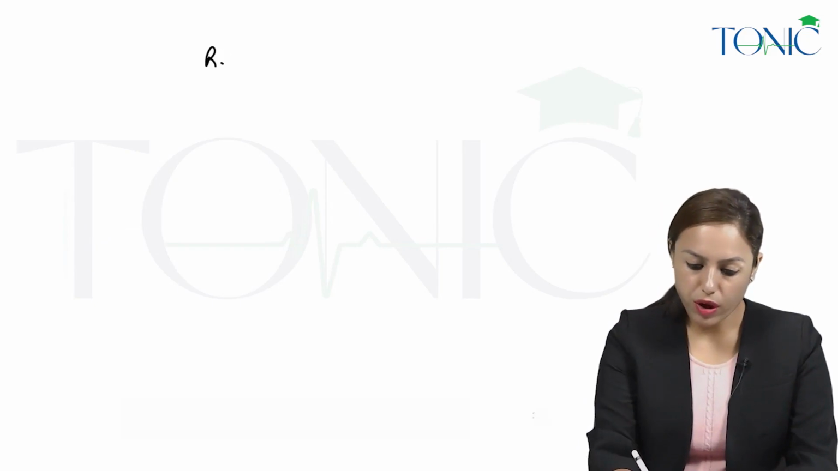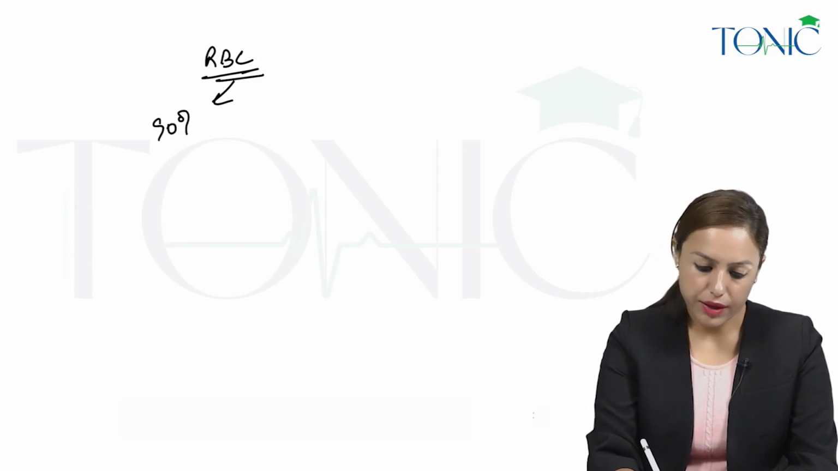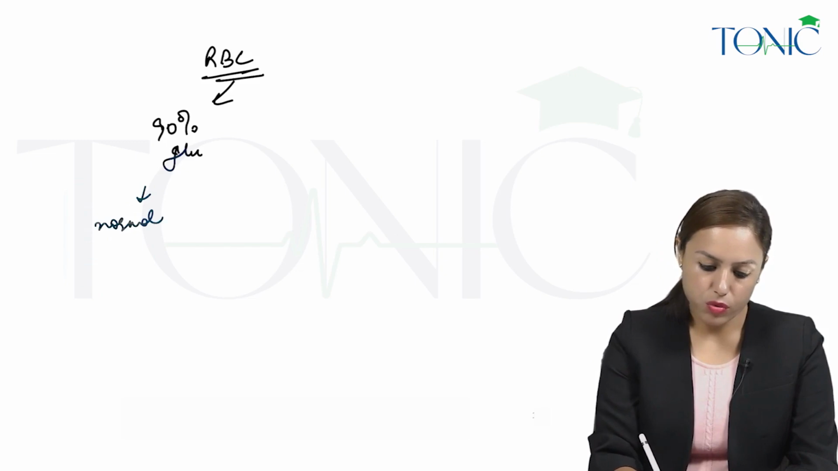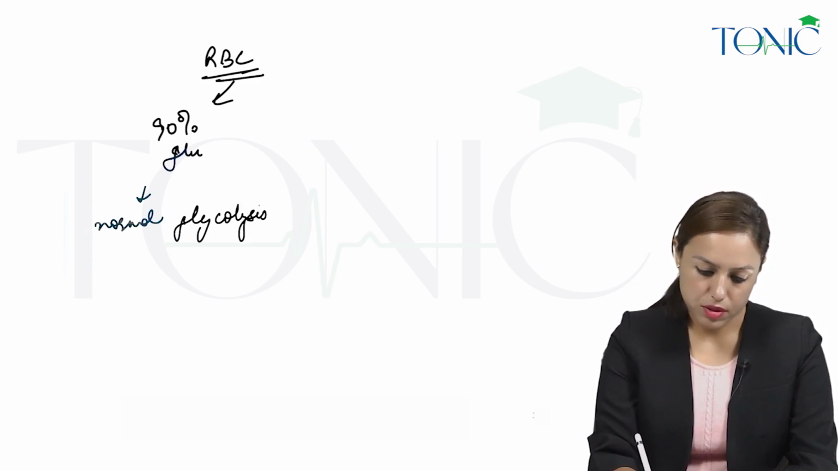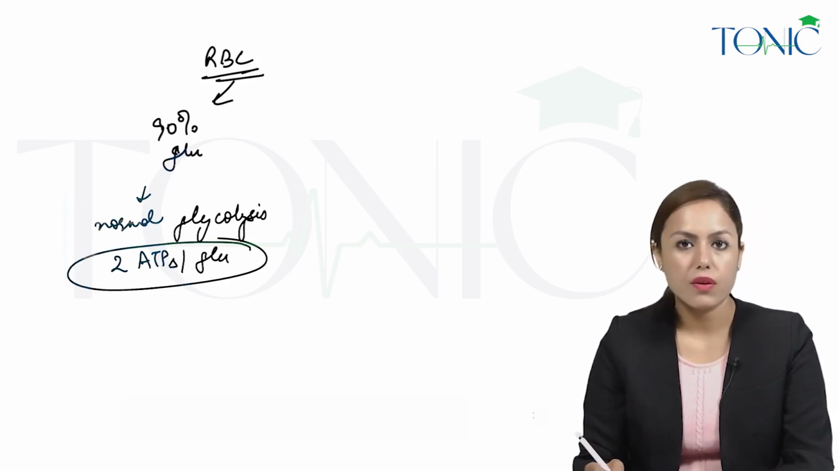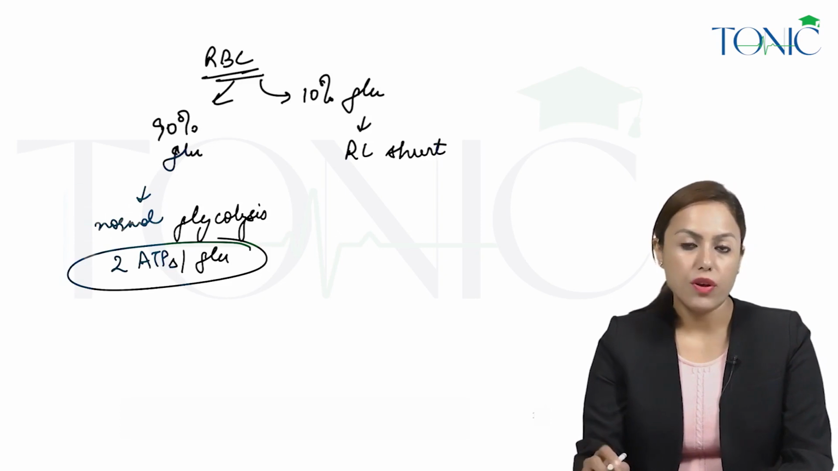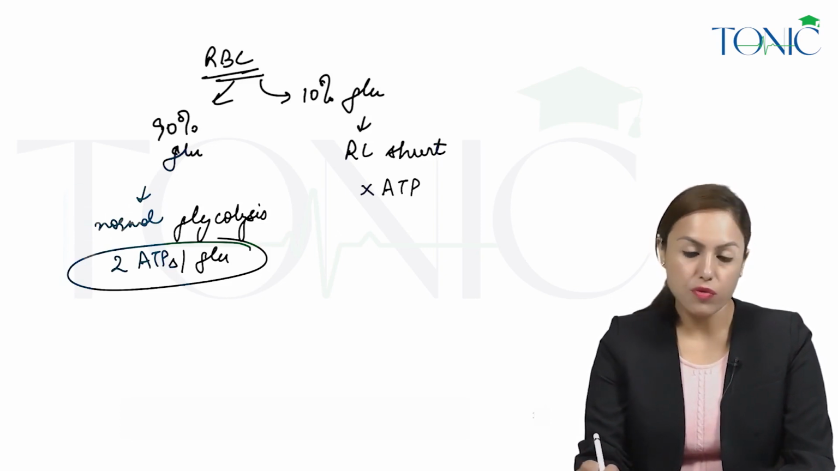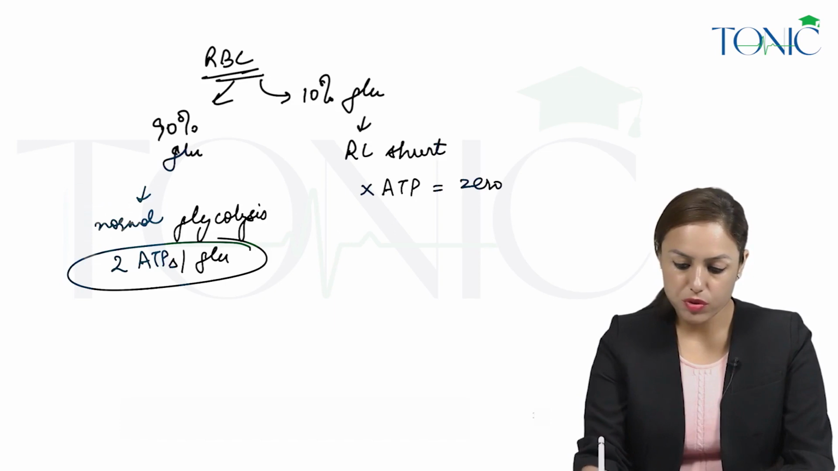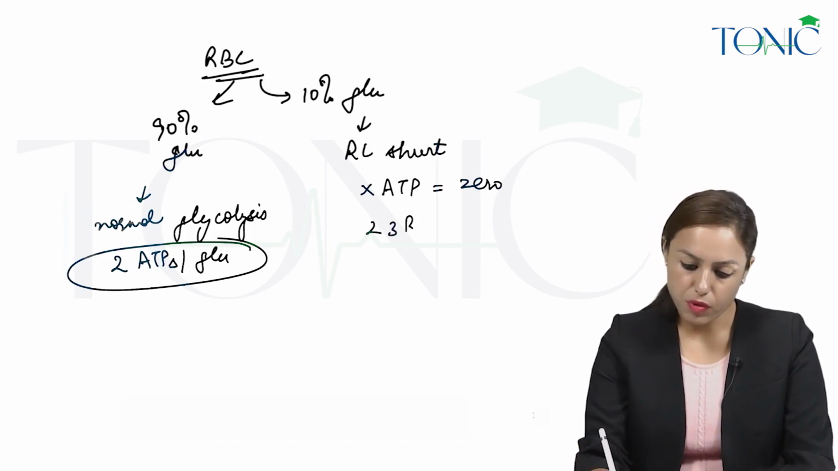What is the full story of RBCs, right? Let's revise. So in RBCs, 90% of the glucose will enter into normal glycolysis to give 2 ATPs per glucose, right? But 10% glucose will go into RL shunt, where the purpose is not ATP formation. So ATP formation is 0. Instead, the purpose is formation of this compound 2,3-BPG.